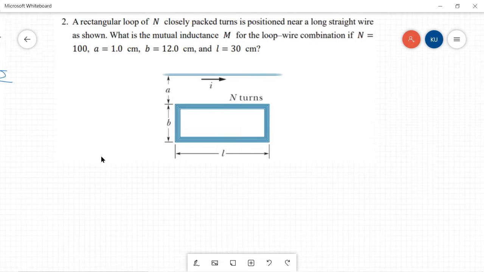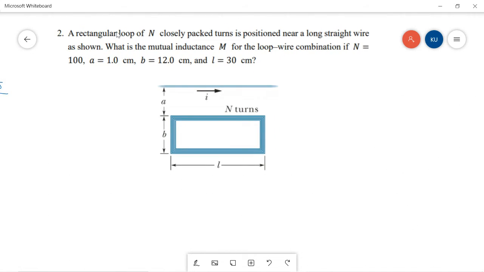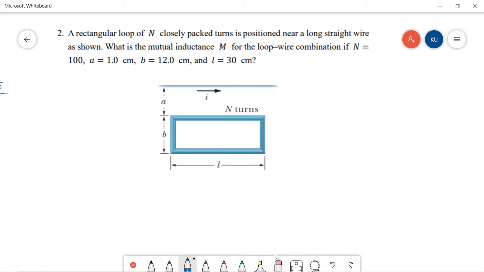So for the next one, is something like this. Okay, so let's read the question. A rectangular loop of N closely packed turns is positioned near a long straight wire. So this is long, actually infinitely long. In this text, long means infinitely long. So near a long straight wire as shown.